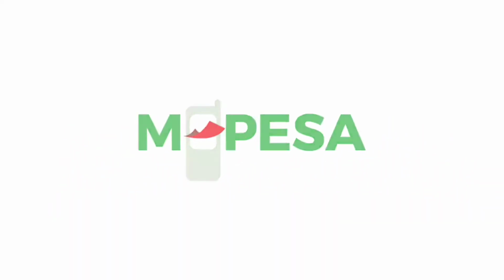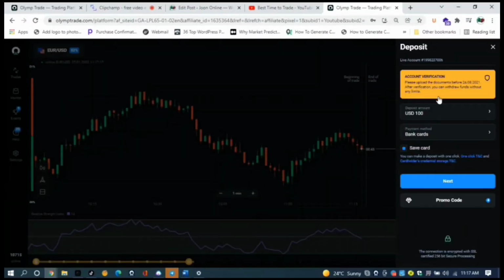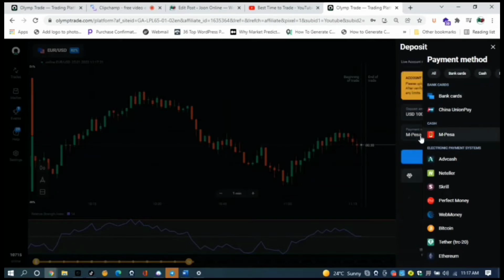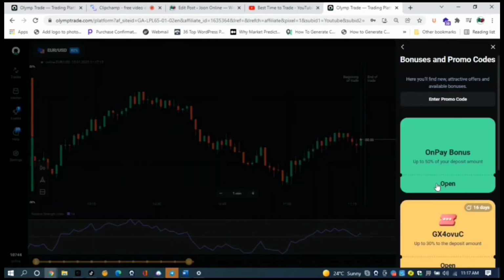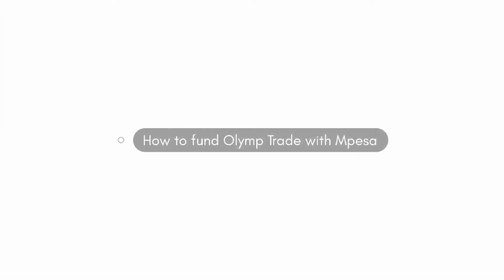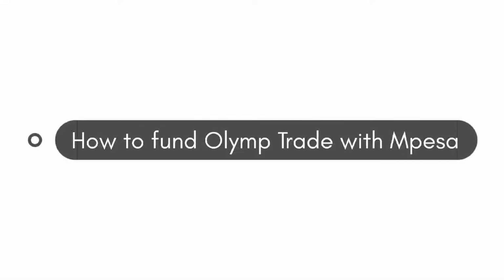Whichever method you choose to fund your account, the process begins with going to the deposit menu on the Olymp Trade platform and keying in the deposit amount, choosing the deposit method, and following the rest of the prompts to complete the deposit process. How to fund Olymp Trade with M-Pesa, step by step.